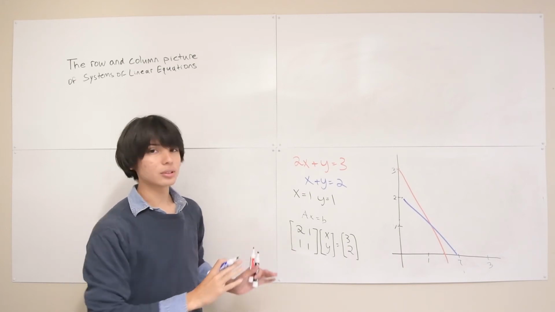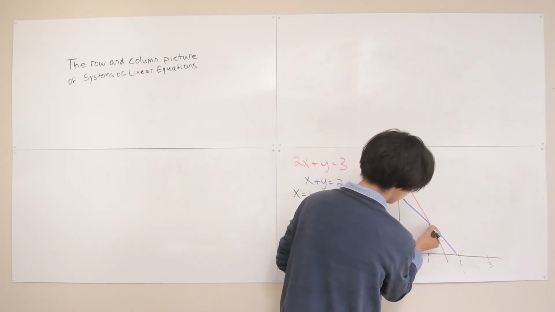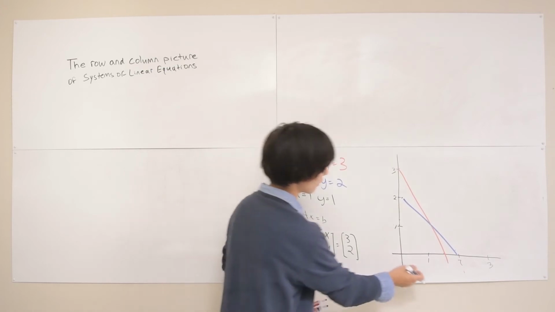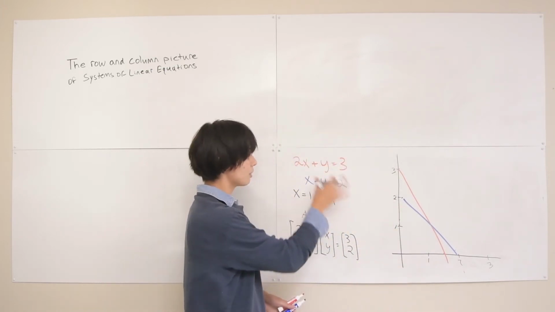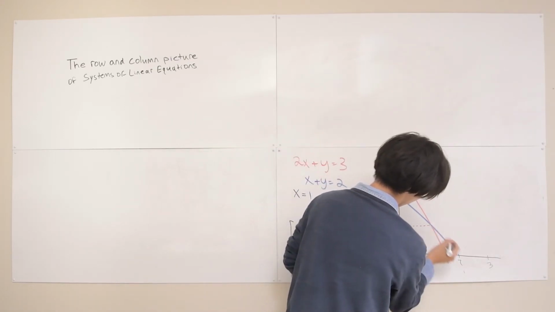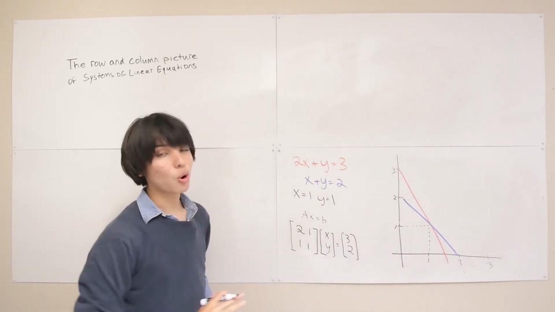You probably already know that the intersection between those two lines, this little point here, represents the solution to both of those equations, because that represents the value of x and the value of y that satisfies both of the lines, and that means both of the equations. And you can see that's pretty much correct. We can see that x equals 1 and y equals 1, so that's our answer there. That's what we call the row picture.